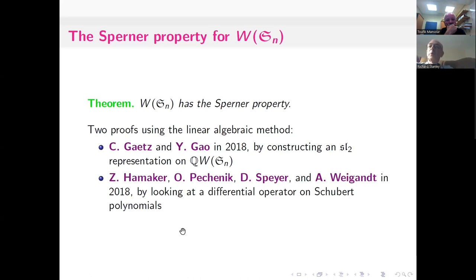There are a lot of open problems connected with this result. For instance, it's not known whether the weak order of the hyperoctahedral group has the Sperner property. We can see if we try to extend either of these two techniques. Also, you could look for a more combinatorial proof that no antichain of this poset is bigger than the biggest level, which is the middle level.